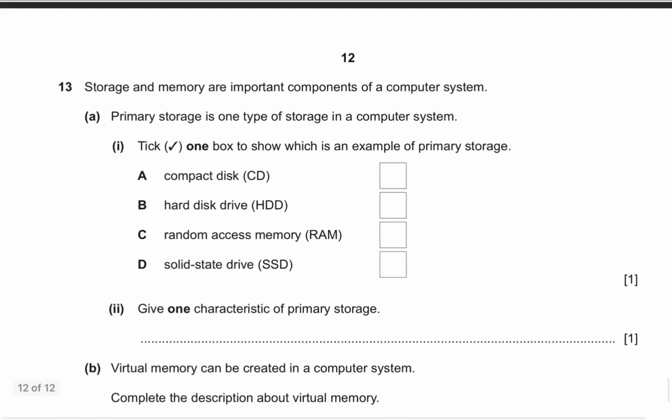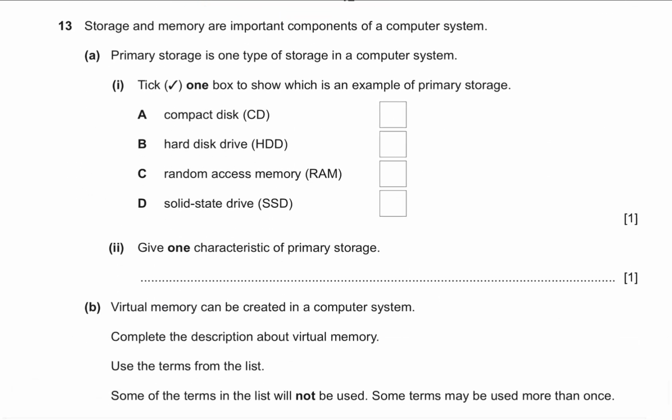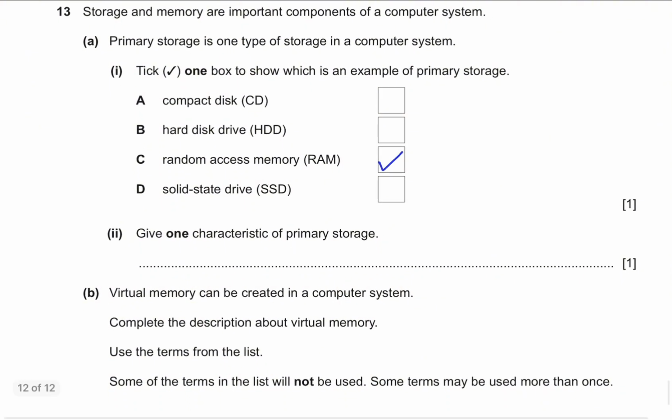Mark scoring. Moving forward to the last question. The last question says storage and memory are important components of a computer system. Primary storage is one type of storage in a computer system. Tick one box to show which is an example of primary storage. RAM is an example of primary storage. Compact disk, CD, HDD, SSD, they are all examples of secondary storage. Give one characteristic of primary storage.